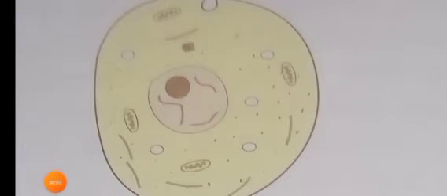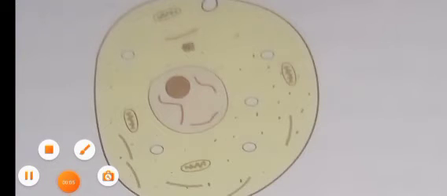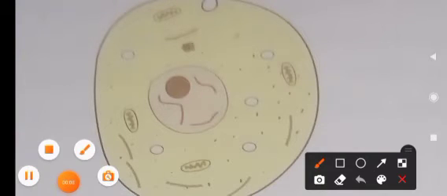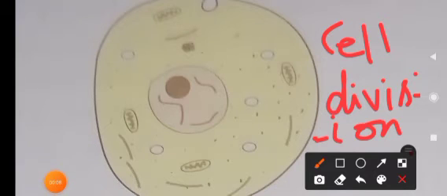So now the next topic is cell division. This cell division is required for reproduction, growth, and maintenance of the body, and the healing of wounds. The life of higher organisms starts from a single cell called a zygote.